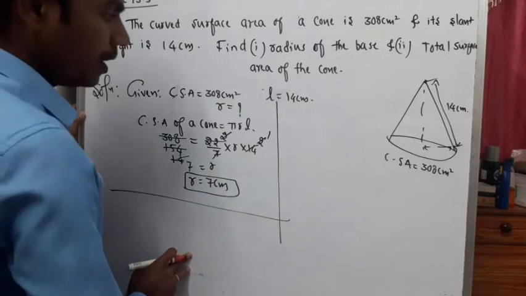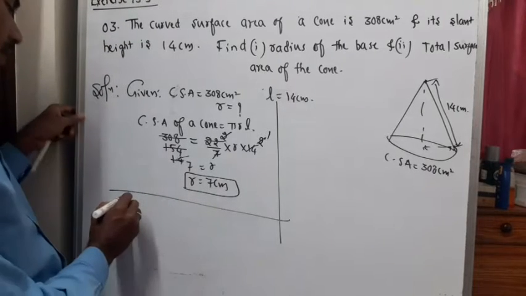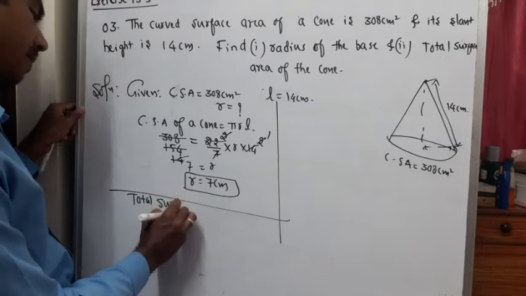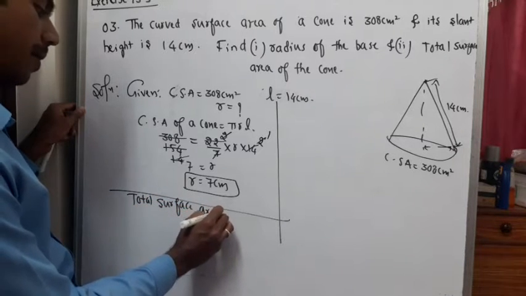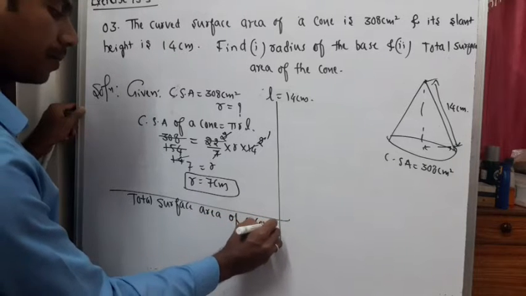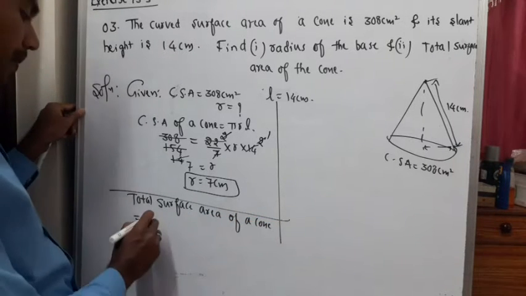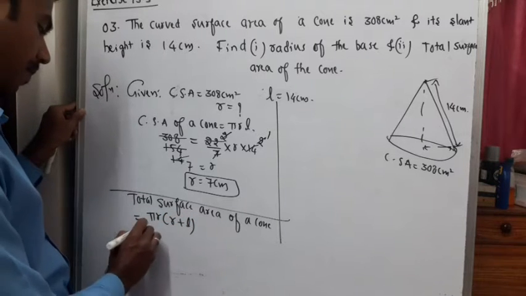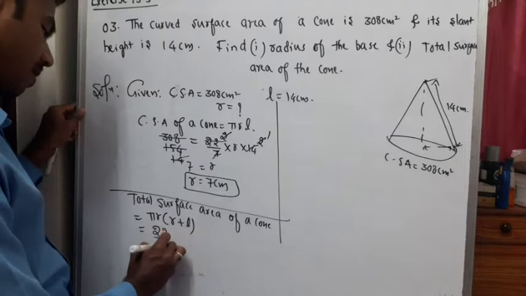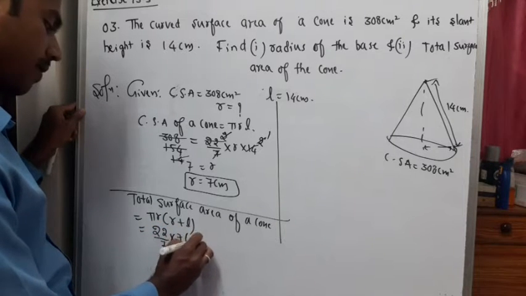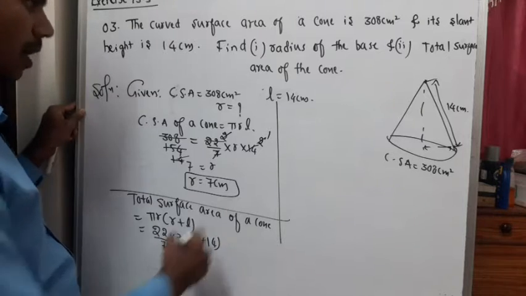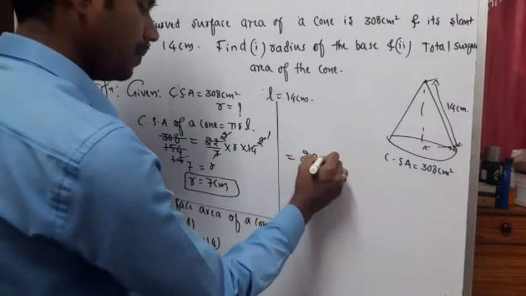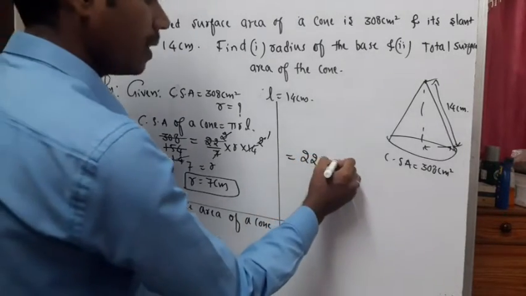Okay. Next, we need to find the total surface area of a cone. Therefore, total surface area of a cone is equal to pi R into R plus L. This is the formula. Pi is nothing but 22 by 7. R is 7, again 7 plus 14, L is nothing but 14. So this 7 will get cancelled. 22 into 7 plus 14 is nothing but 21.